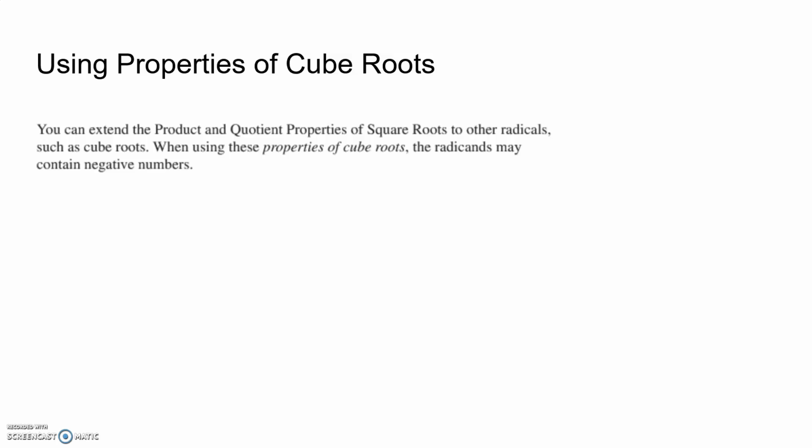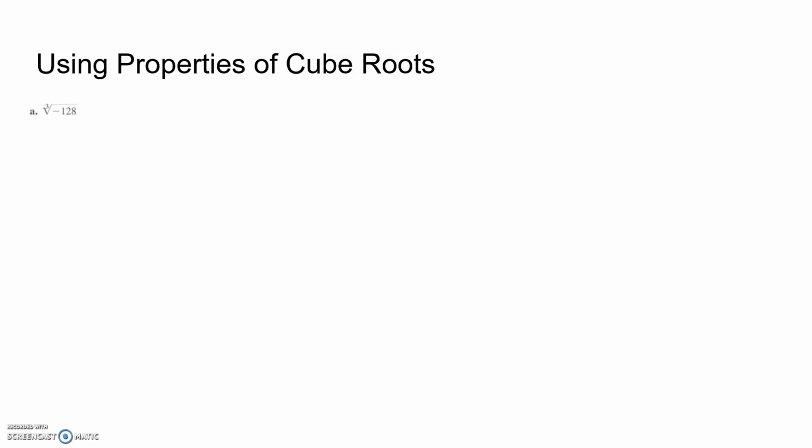So let's do a couple, actually I have 4 examples here. First one, I have the cubed root of negative 128. Notice the little 3 right there. So I want a number times itself 3 times that's negative 128. So first off, I would factor that using the greatest possible perfect cube factor.